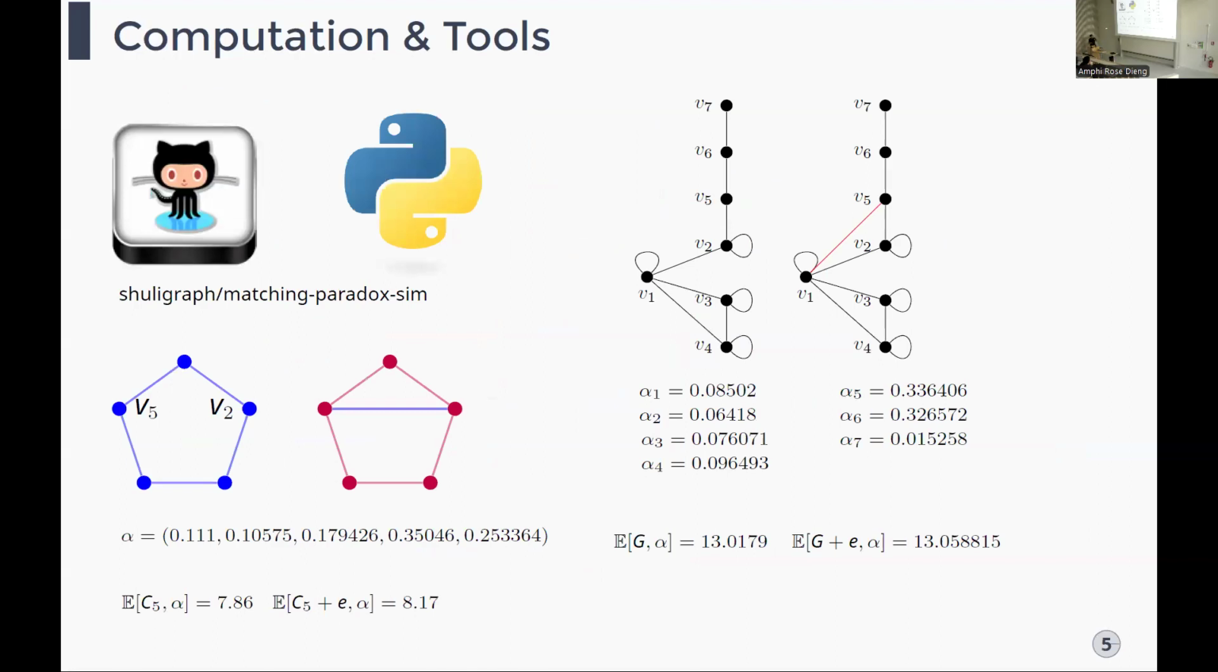Based on this theorem, we made a simulation, and here I give two simple examples. More details are on the poster. Thank you.